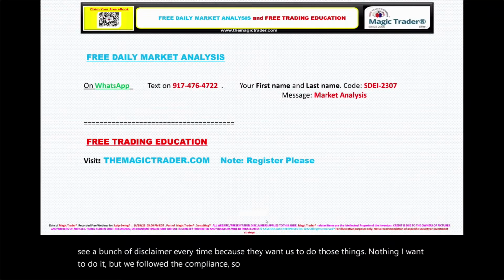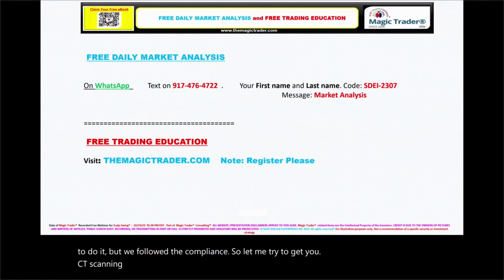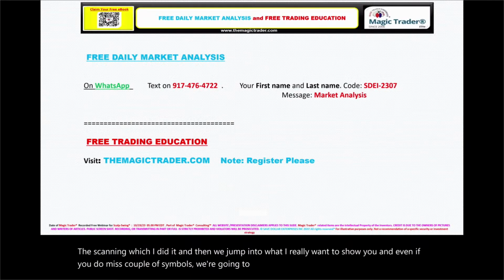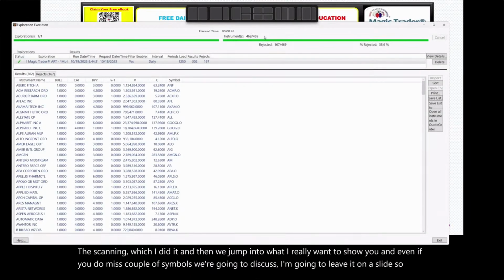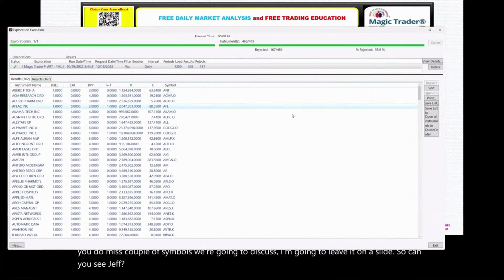So let me try to get you the scanning, which I did, and then we jump into what I really want to show you. And even if you do miss a couple of symbols we're going to discuss, I'm going to leave it on a slide. So can you see, Jeff, the MetaStock scanner?